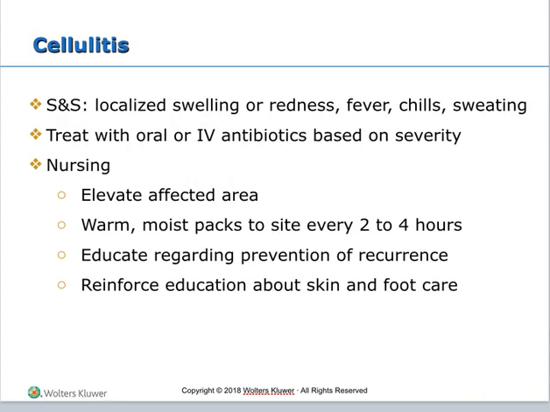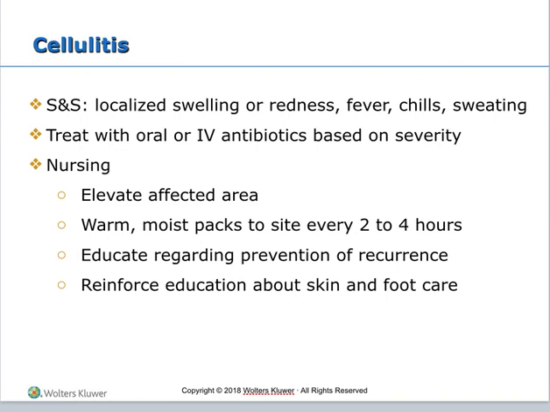Then there is cellulitis. Cellulitis is a little bit more of a general diagnosis. You can see localized redness, swelling. If it progresses, you can get fevers, chills, sweatings. It can develop into sepsis if we don't treat it promptly. If it's a small area, caught early, we can use oral antibiotics. If it's progressed, IV antibiotics are going to be necessary.